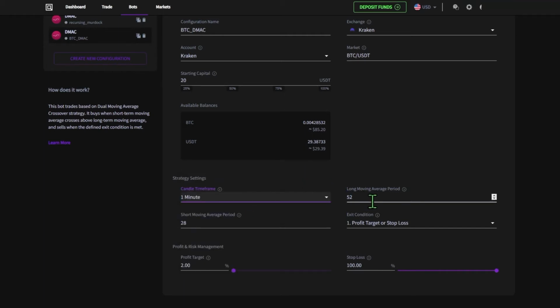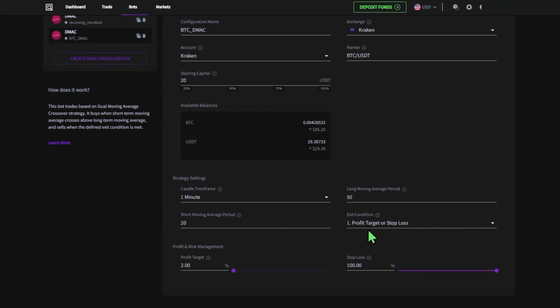Then we're going to move over to the long moving average period, which has a look back period based upon the fast moving average. It's pretty self-explanatory with the name. For this, we're just going to do 50. Then you're going to select your short moving average period, which is your slow moving average time frame. We're going to do something such as 20.